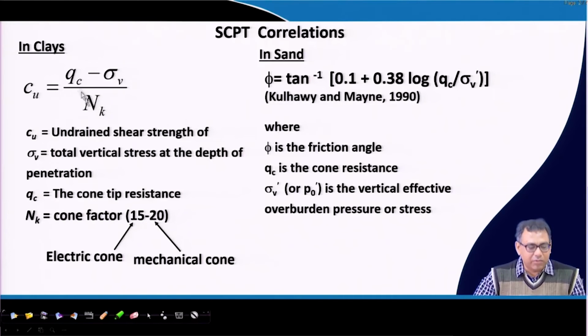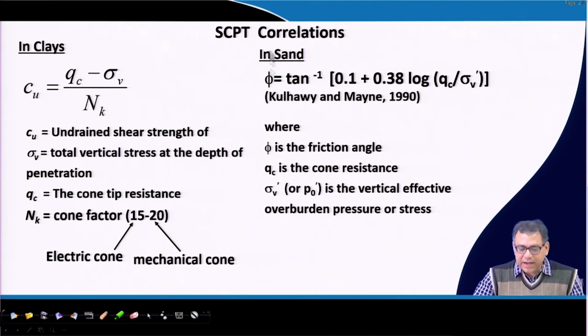What is QC? QC is the cone resistance that I will get from the first stage, and sigma V is the total vertical stress or total vertical overburden pressure, total, not effective. And Nk is the cone factor. If you use the electric cone, it will be 15, if you use the mechanical cone, it will be 20. So, if we put these values, we will get the Cu.